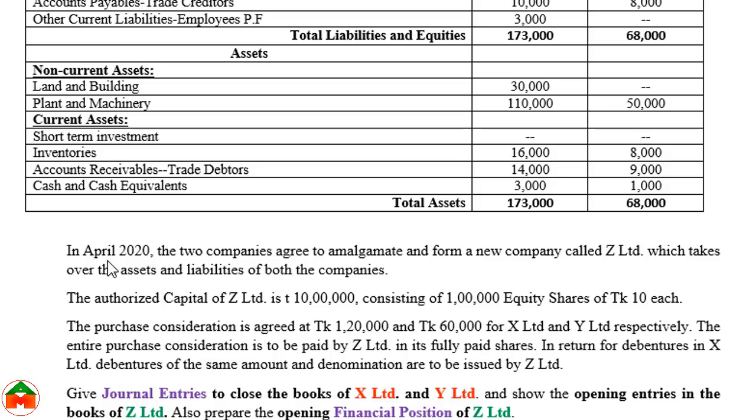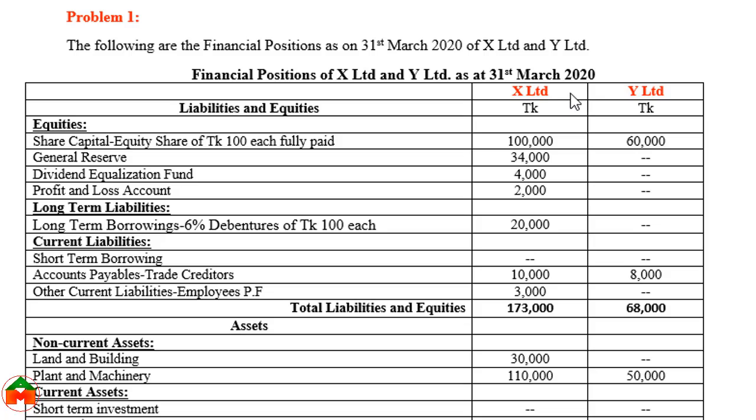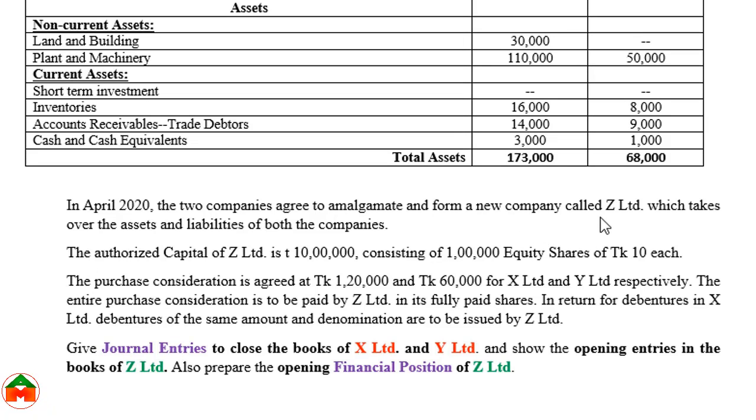Here we can see in April 2020 the two companies agreed to amalgamate and form a new company called Z Limited. That means these two companies are going to be dissolved or liquidated, and there will be a new company called Z Limited, which takes over the assets and liabilities of both the companies.